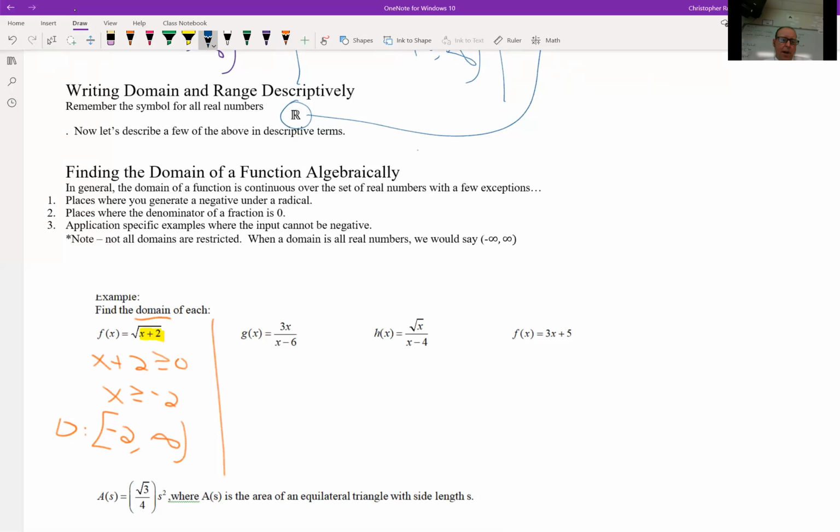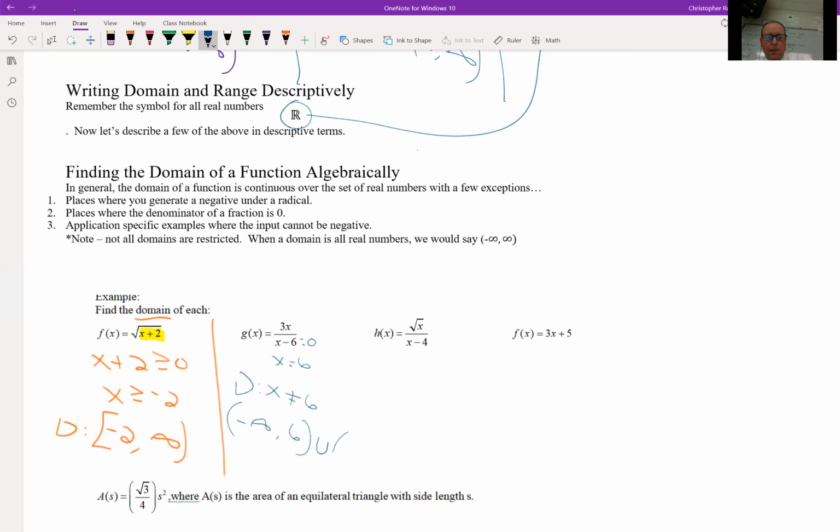When I look at fractions, remember we can't divide by zero. So what I'm going to do is solve the denominator: x equals 6. Now I've identified exactly the number the domain cannot be. Before, we would have said x cannot be 6. This gets a little more confusing because I need to make it look like a union. So that means from negative infinity, I'm completely okay until I get to 6.